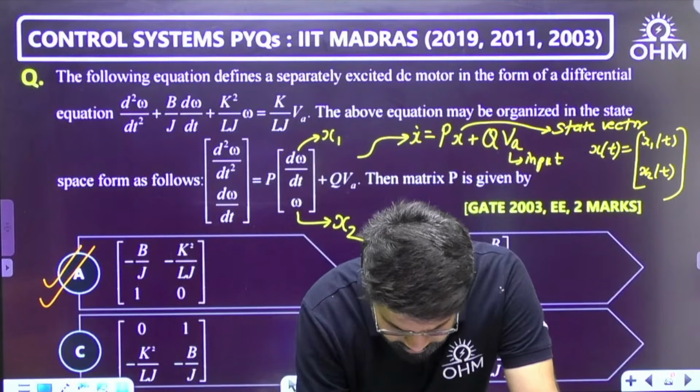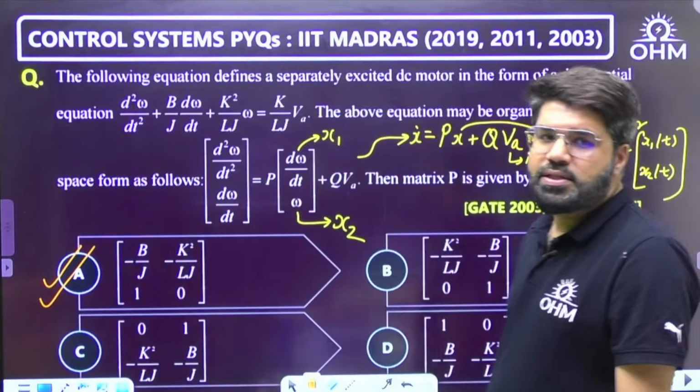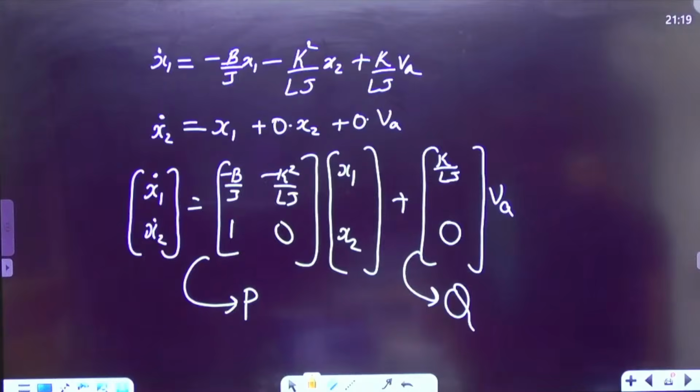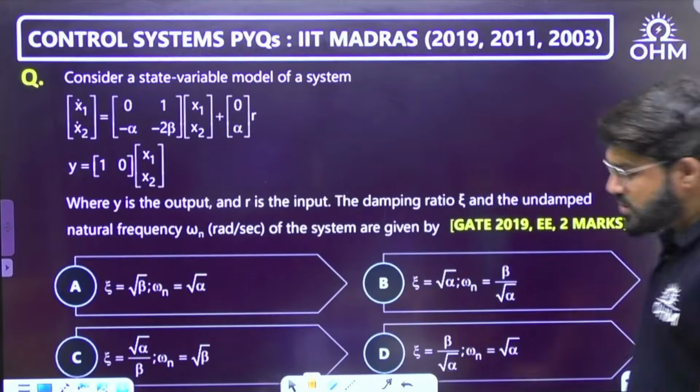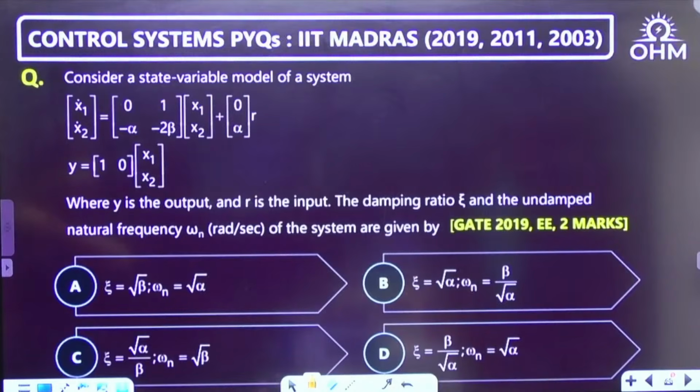Okay, we'll plan for other years also. Right now, this is typically for the IIT Madras years. Okay, let's move ahead to the next question. Now see, the next question is again a question on state space model, but what we want is the damping ratio and natural frequency.